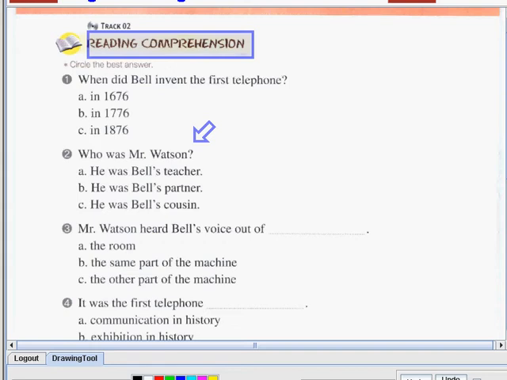How about number 2? Who was Mr. Watson? Is it A, he was Bell's teacher, B, he was Bell's partner, or C, he was Bell's cousin? What do you think is the correct answer?